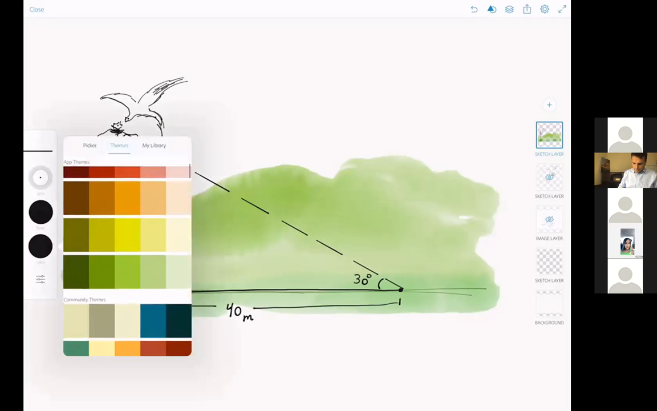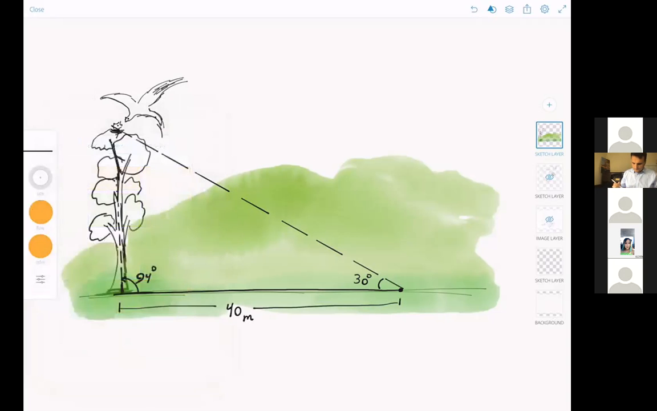Let's pick a brown color here. So we are looking for from here all the way to here. I'm going to call this one H. So we are looking for the height, H. Can you guys solve for H?